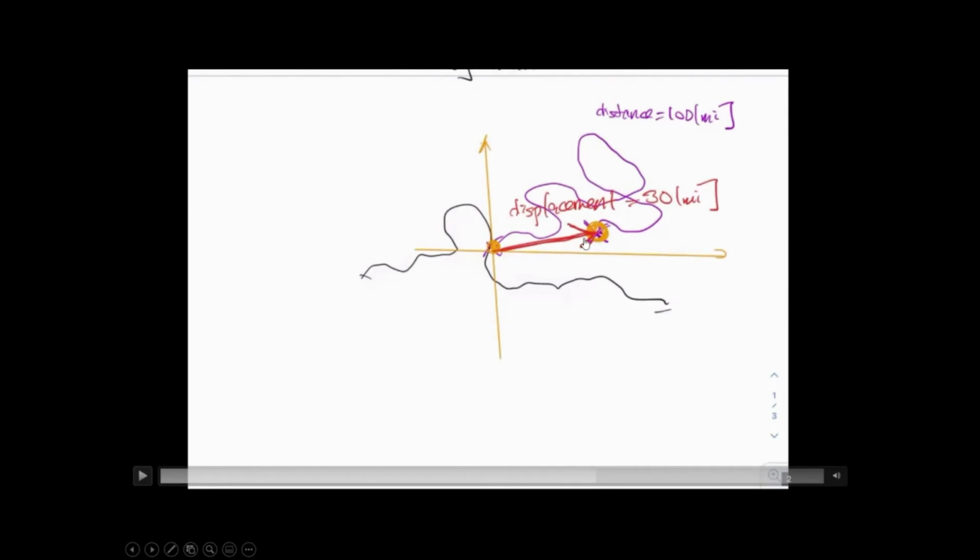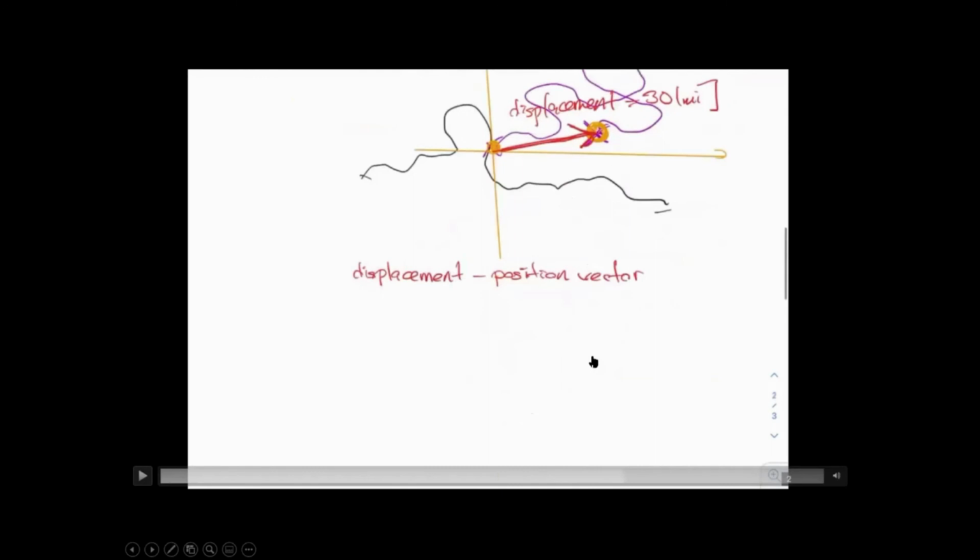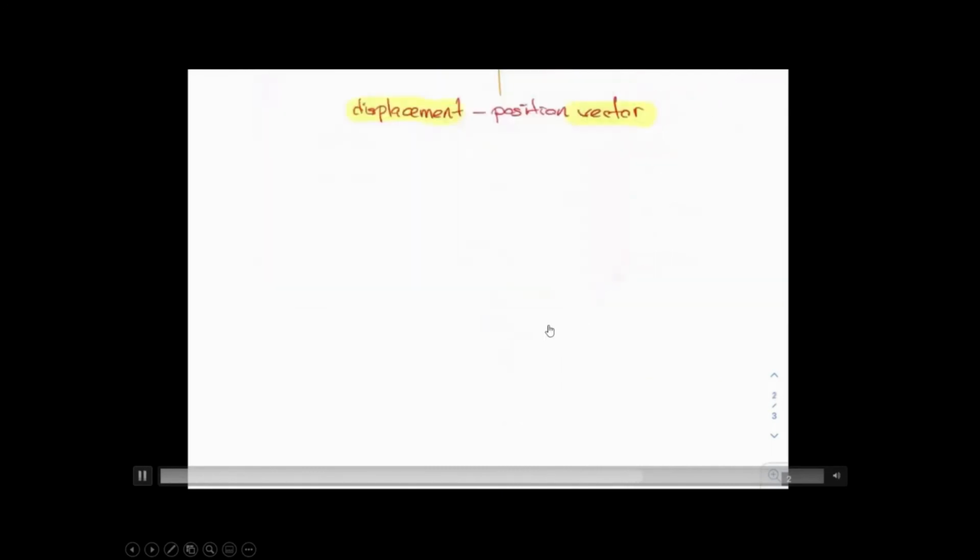So displacement is the shortest distance between 2 points, with your location indicated as an arrow with respect to your reference point. And distance is the total path traveled, so don't get them confused. Displacement is also known as a position vector, so it locates you on a map. Okay, I said vector, which means that we're going to talk about vectors briefly.